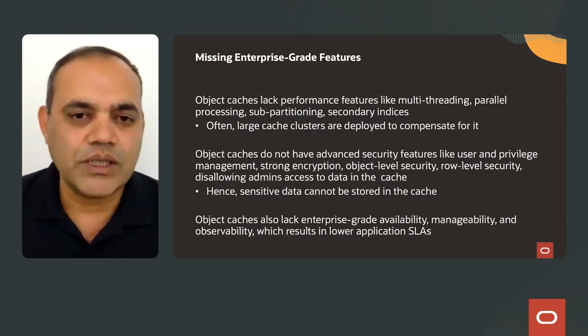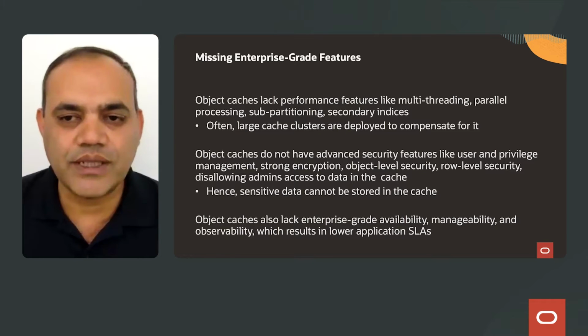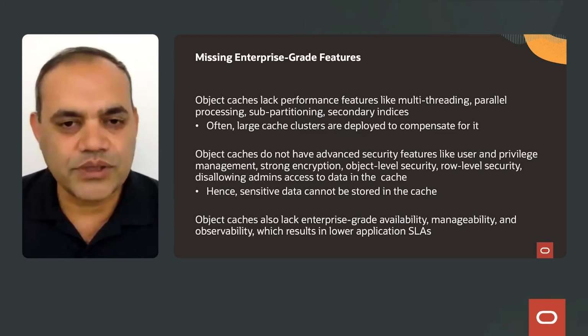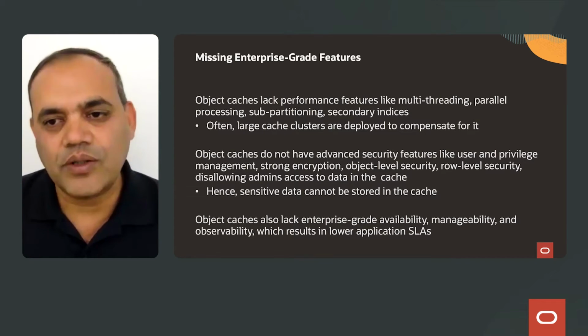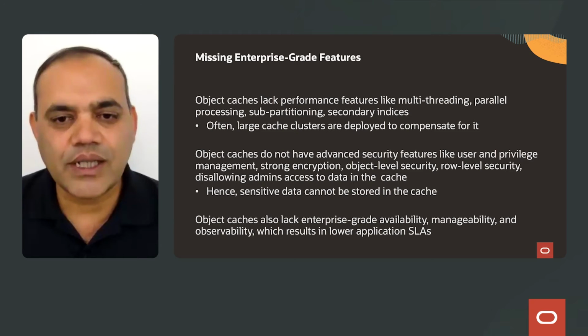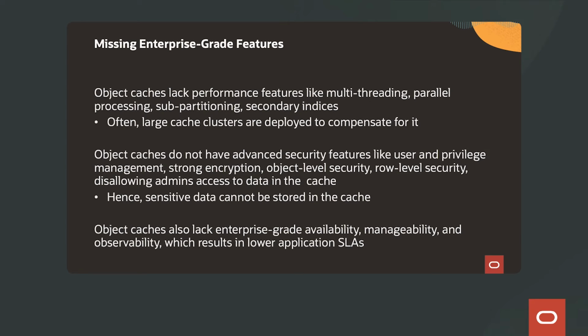Object caches do not have advanced security features like user and privilege management, strong encryption, object level security, row level security, or things like disallowing admin to access data in the cache. Hence, sensitive data cannot be cached. Object caches also lack enterprise-grade features like availability, manageability, and observability, which typically results in lower application service level agreements.